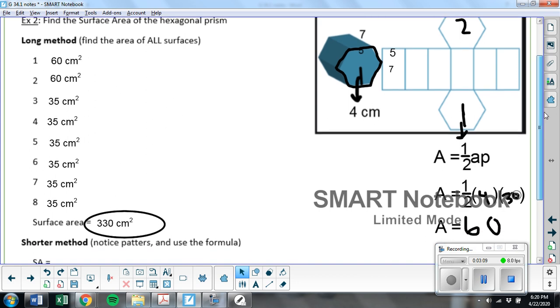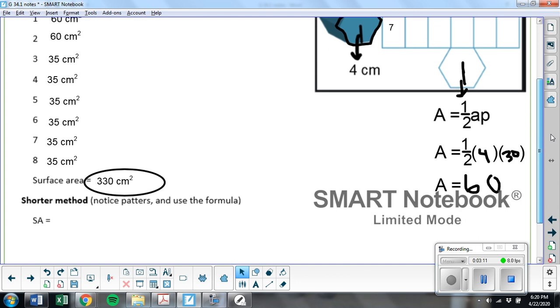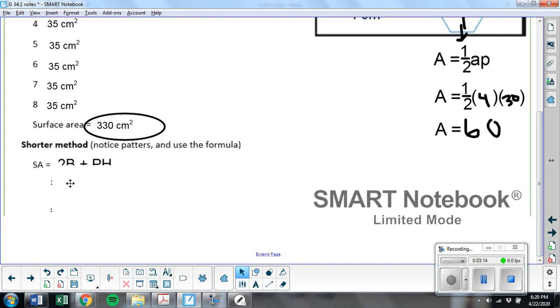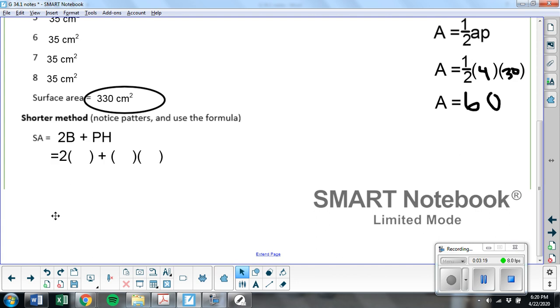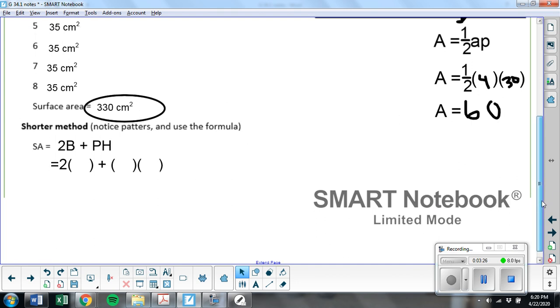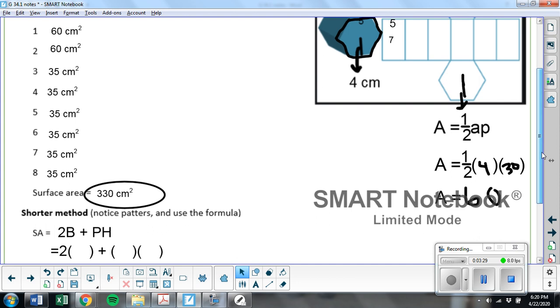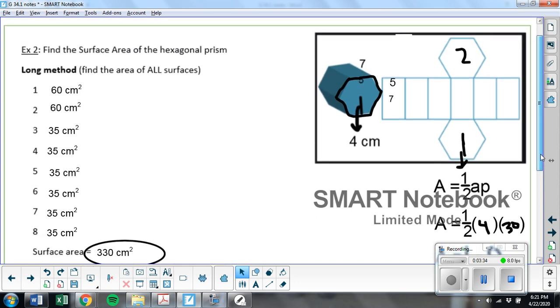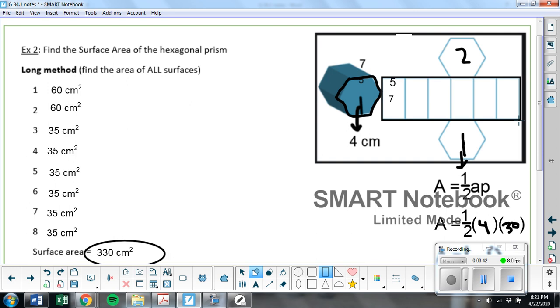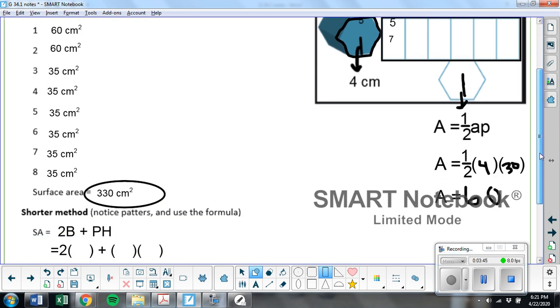The short method is to notice patterns and use a formula. So please write down your formula and leave some blanks. This shorter method allows us to not add up 8 different numbers. What we do is we find the area of this base one time and we double it, and then we treat all of these little rectangles as one big rectangle. So let's go ahead and get started.